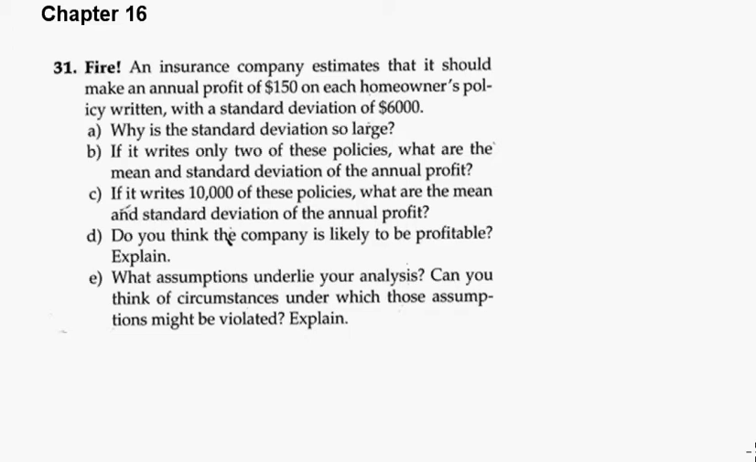This is problem 31 from chapter 16 of the textbook Stats Modeling the World, second edition. Okay, so we're looking at a homeowners insurance policy problem. An insurance company estimates that it should make an annual profit of $150 on each homeowner's policy written, with a standard deviation of 600.